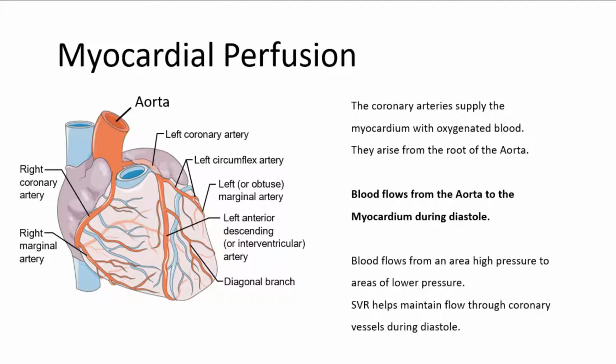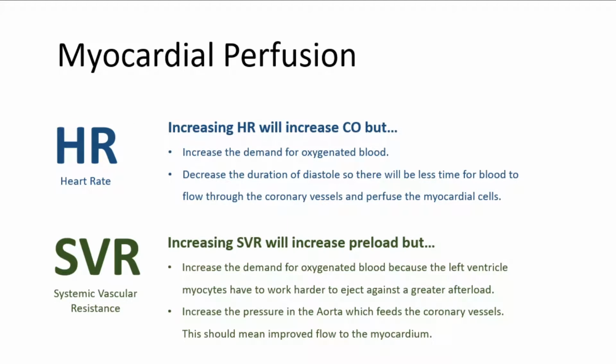If the systemic vascular resistance is increased, that means the pressure within the aorta is increased. And as we've already said, blood will flow from an area of high pressure to low pressure. So if the pressure within the aorta is increased, that means there's likely to be better flow through these coronary vessels to the myocardium itself.